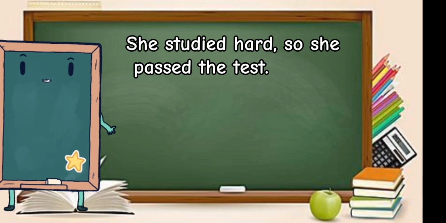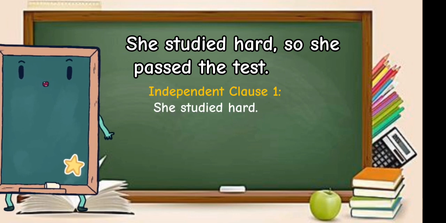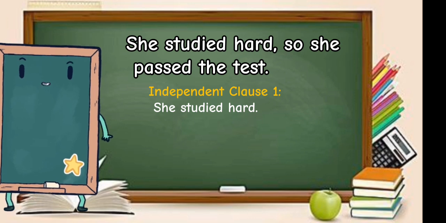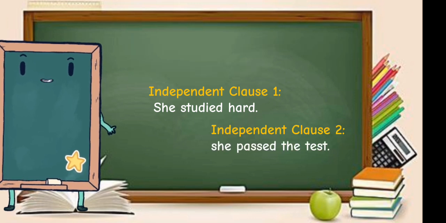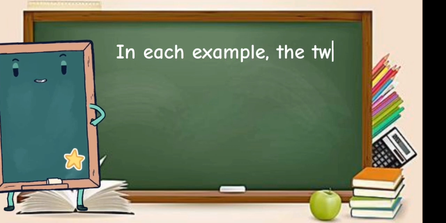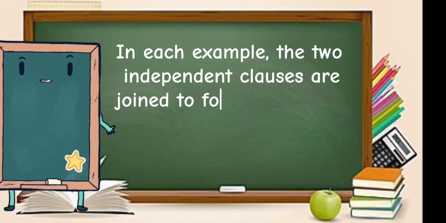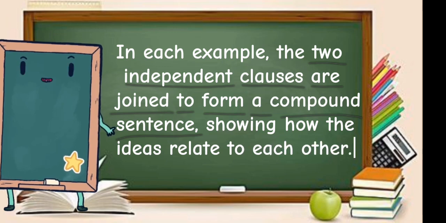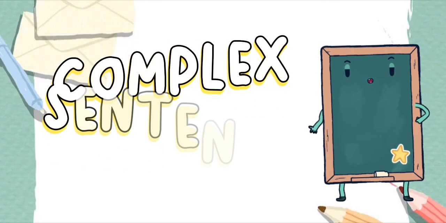Example number 2. She studied hard, so she passed the test. Independent clause 1. She studied hard. Independent clause 2. She passed the test. Conjunction, so. In each example, the two independent clauses are joined to form a compound sentence, showing how the ideas relate to each other.